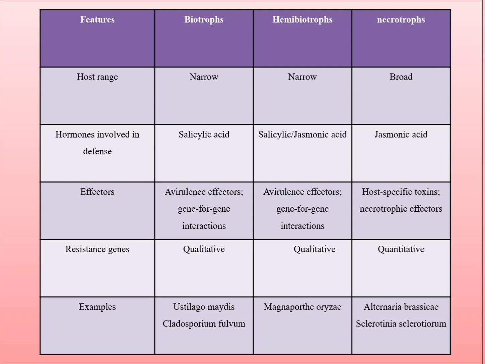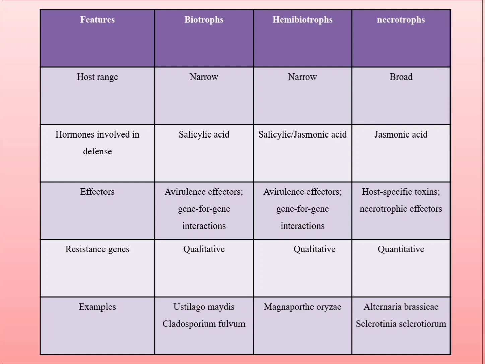Host range: in biotroph, narrow. In hemibiotroph, narrow. Necrotroph, broad. Hormones involved in defense: in biotroph, salicylic acid. In hemibiotroph, salicylic or jasmonic acid. In necrotroph, jasmonic acid. Effectors: in biotroph, avirulence effector, gene-for-gene interaction. In hemibiotroph, avirulence effector, gene-for-gene interaction. In necrotroph, host specific toxin, necrotrophic effector. Resistance gene: in biotroph, qualitative. In hemibiotroph, qualitative, and in necrotroph, quantitative.